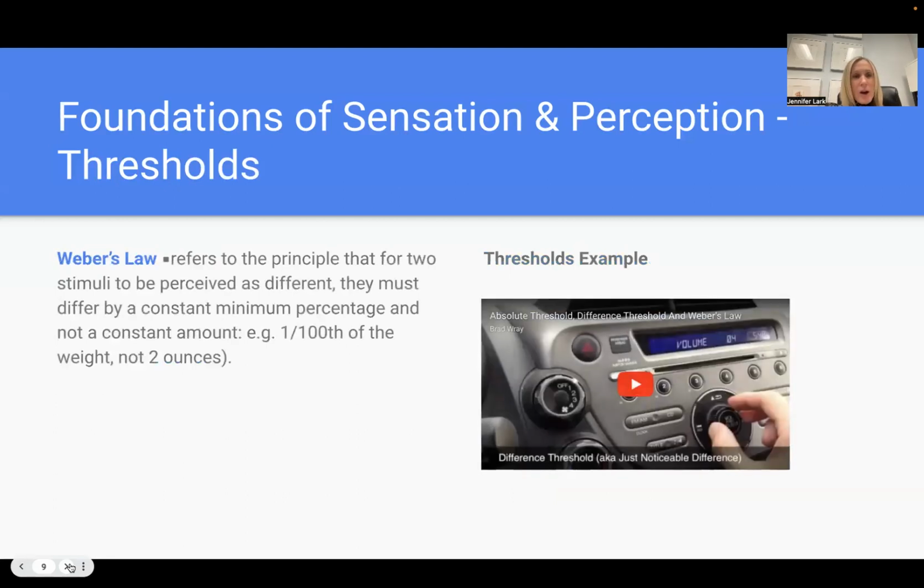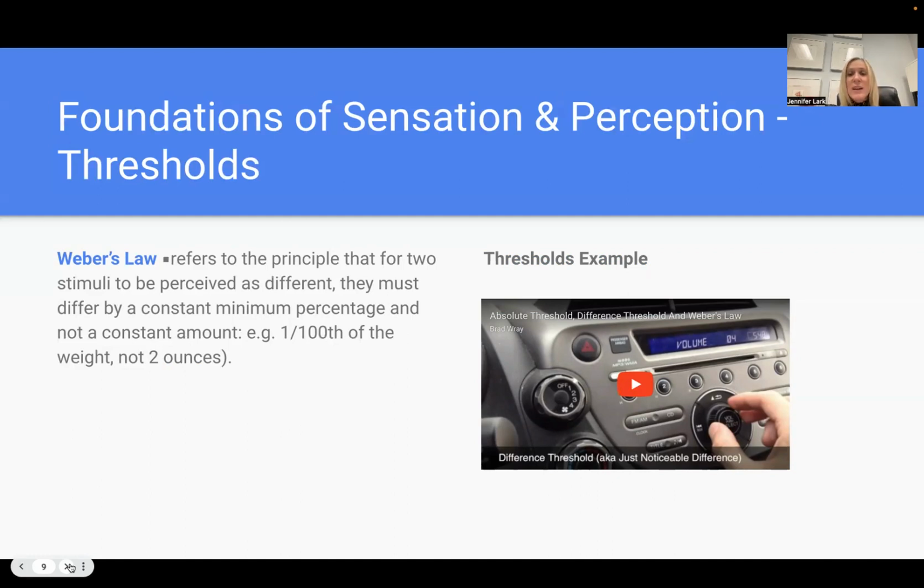Weber's law refers to, and you don't need to know this in detail, but you do need to know Weber's law, generally speaking, refers to this principle that for two stimuli to be perceived as different, they have to differ by a constant minimum percentage and not a constant amount.